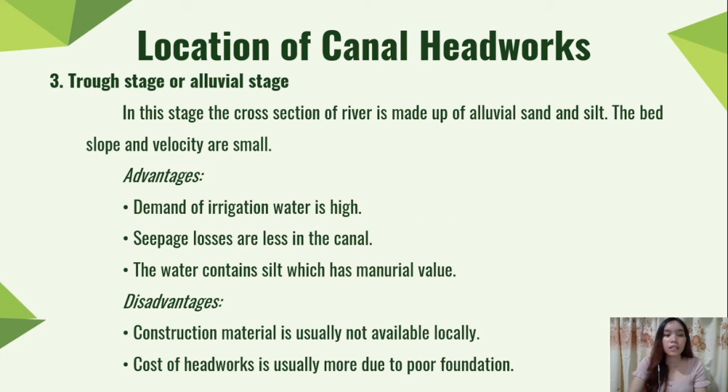The third is the trough stage or the alluvial stage. In this stage, the cross section of the river is made up of alluvial sand and silt. The bed slope and velocities are small. The advantages are that the demand for irrigation water is high, and seepage losses are less in the canal. Then the water contains silt which has mineral value. The disadvantages are that the construction material is usually not available locally, and the cost of headworks is usually more due to poor foundation.